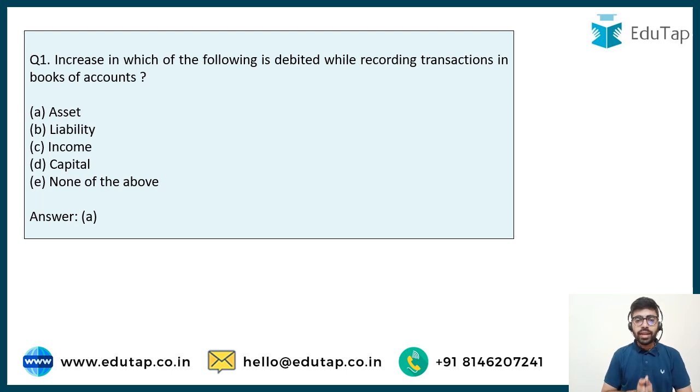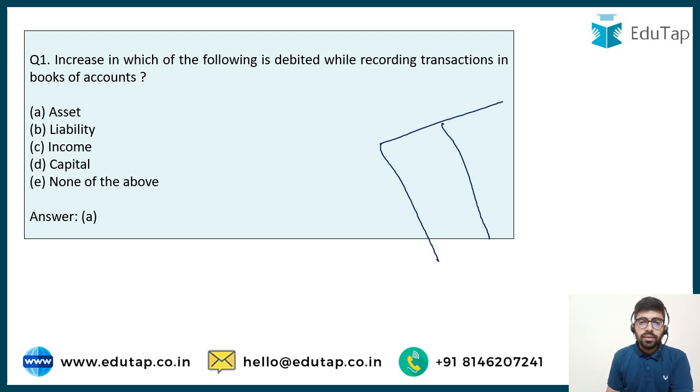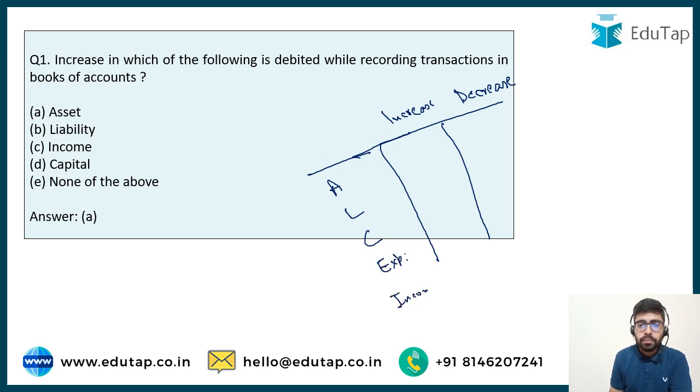So now let's try to answer this particular question. Increase in which of the following is debited while recording transactions in the books of account? Asset, liability, income, capital, or none of the above. So let's try to make a table out of it. Increase and decrease. You should try to make this table in your mind or in your copy. That would be way better. We have asset, liability, capital, expense, and income.